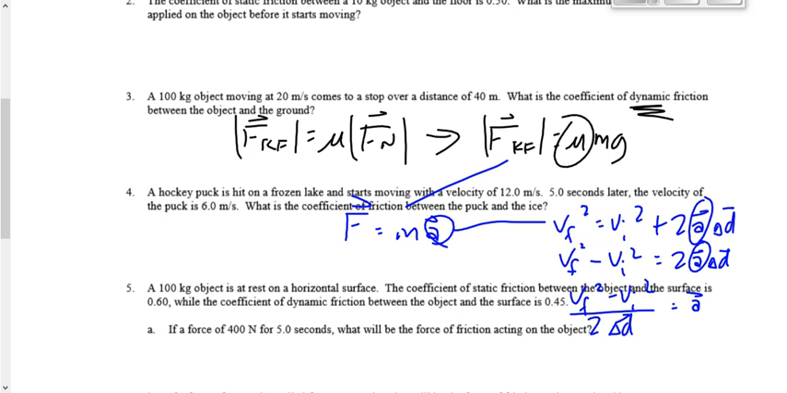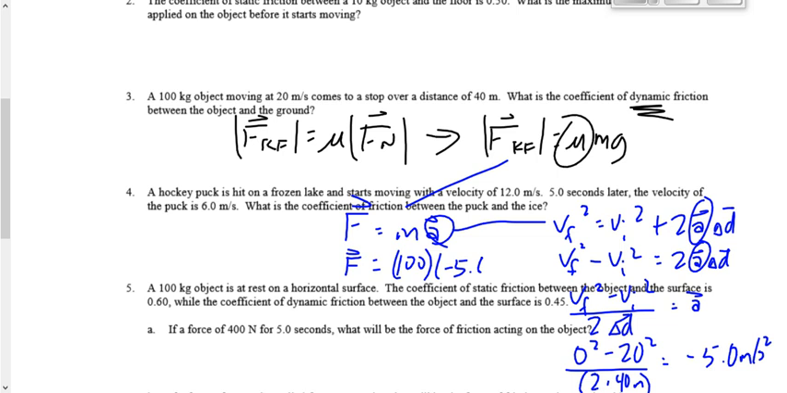All right, sub our numbers in here and get acceleration. v_f squared comes to a stop: 0 squared minus 20 squared over 2 times the displacement, which is 40 meters. That gives me an acceleration here, question number 3, of negative 5.0 meters per second squared. Should it be negative? Of course it should. It's slowing down, right? Something's slowing down, it decelerates, negative acceleration. So the force here is going to be that mass, which is 100 kilograms, times that acceleration, which gives me a force of negative 500 newtons.